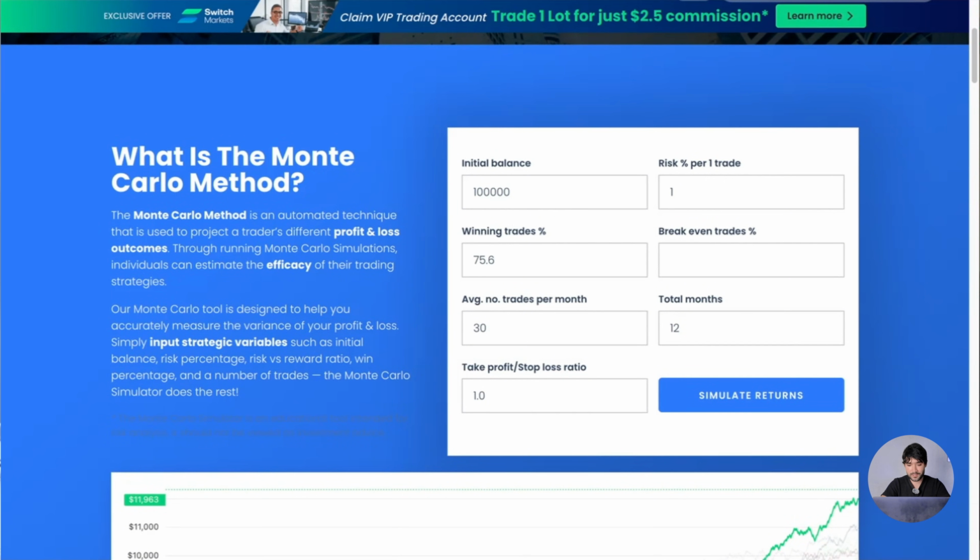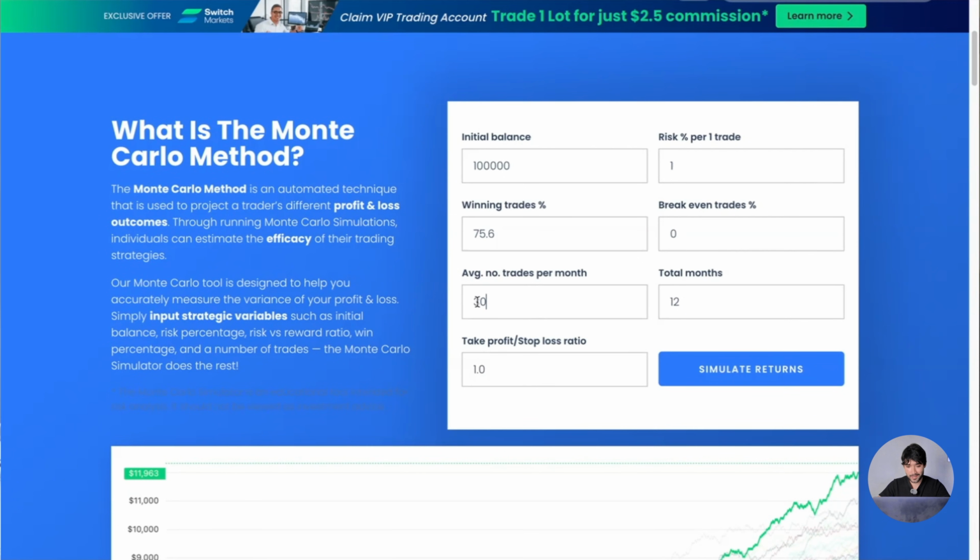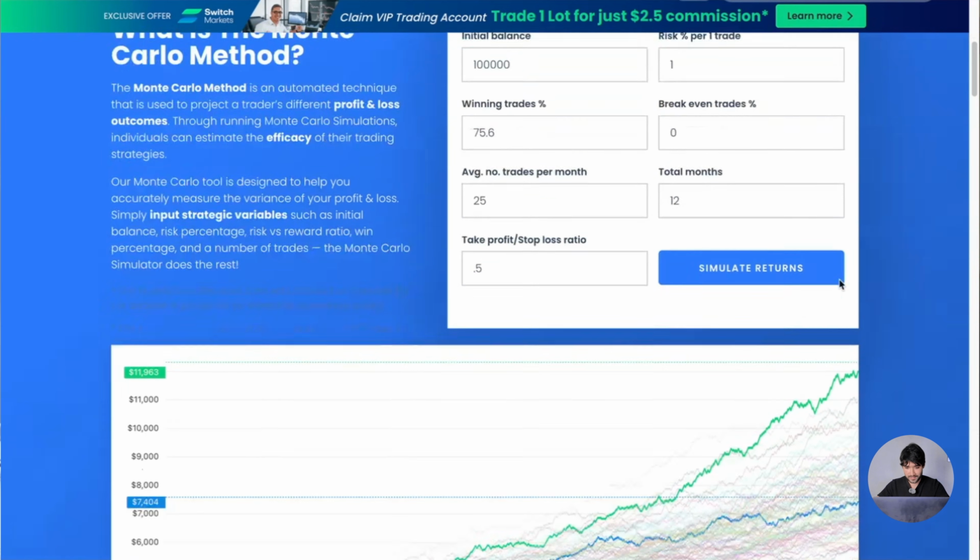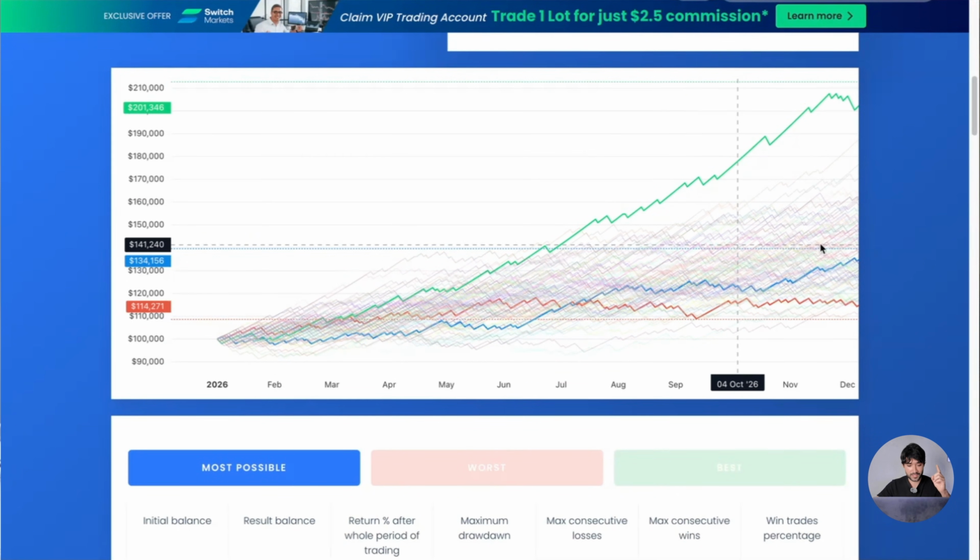There's no break-even rule in this system. And we're taking about a trade every day, so let's just call it 25 trades. And we'll run the simulation for 1 year. Of course, we'll make this a 0.5 RR take profit. And we'll go ahead and simulate here. These are the results with 1% risk.